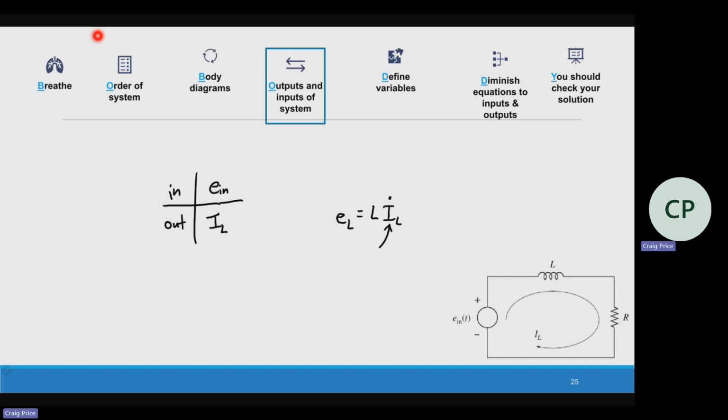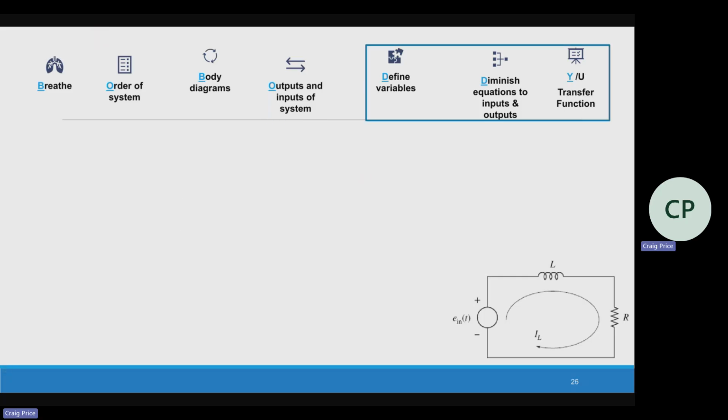Okay, so we've got inputs, outputs, and here we go. We're going to do our definitions. Now, has anyone used impedance? Anyone take Rodriguez? You took Rodriguez? Some of you took Rodriguez? So at this stage, defining the transfer function, I'm going to teach you two options.